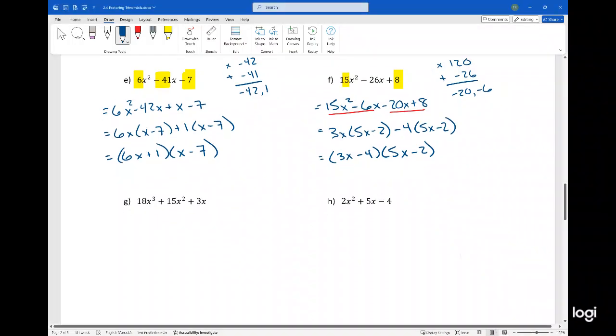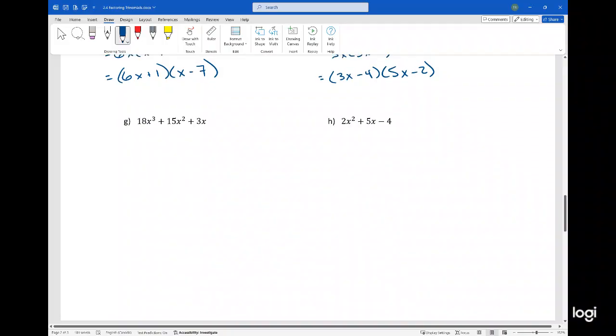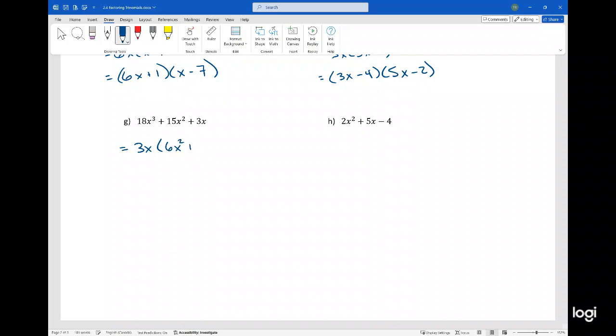Getting close to the end. This one here, 18x cubed plus 15x squared plus 3x. First I'm going to notice that this isn't even, it's got an x cubed in it. There's no constant term. And hey, they're all divisible by 3 as well. So first thing I'm going to do is common factor, because I should always check to see that that's doable first. I'll pull out a 3x from each term, and that leaves me with 6x squared plus 5x plus 1.